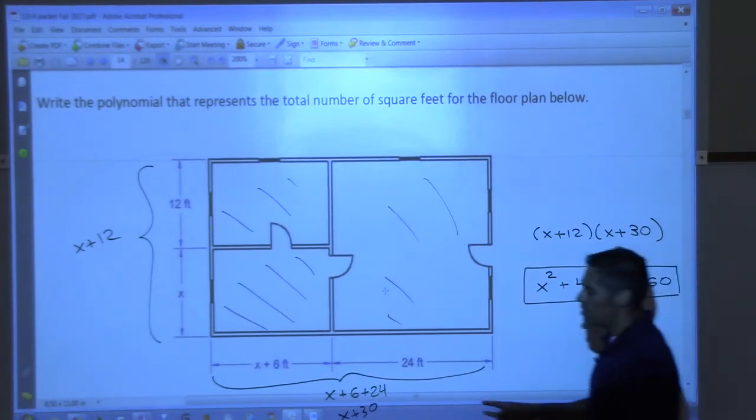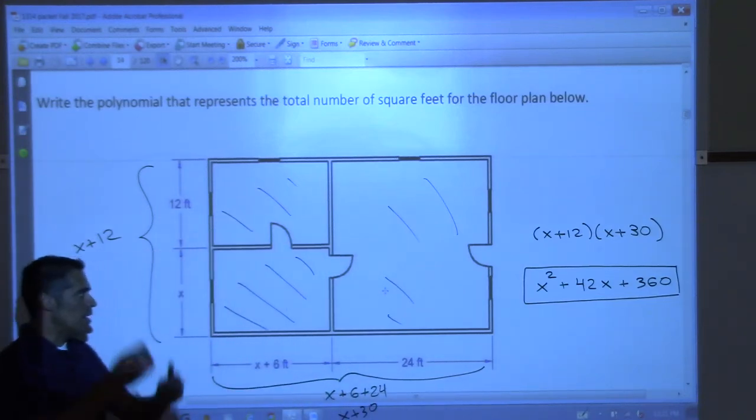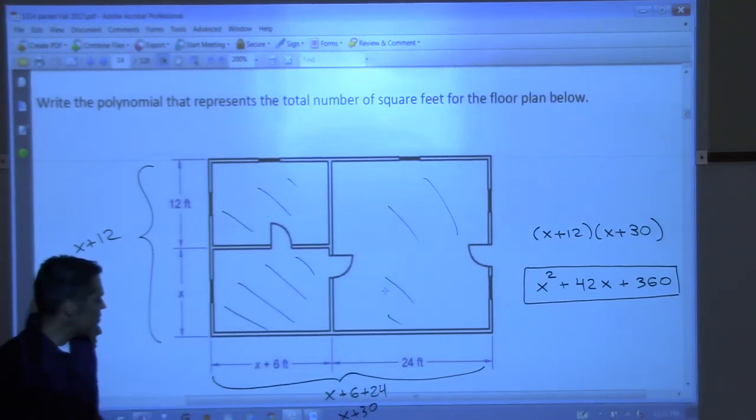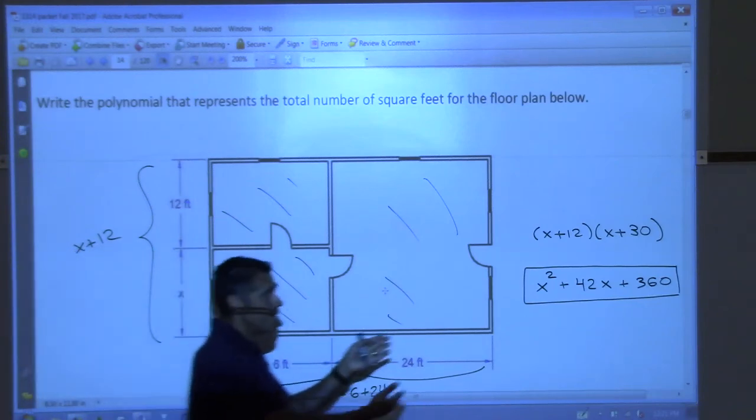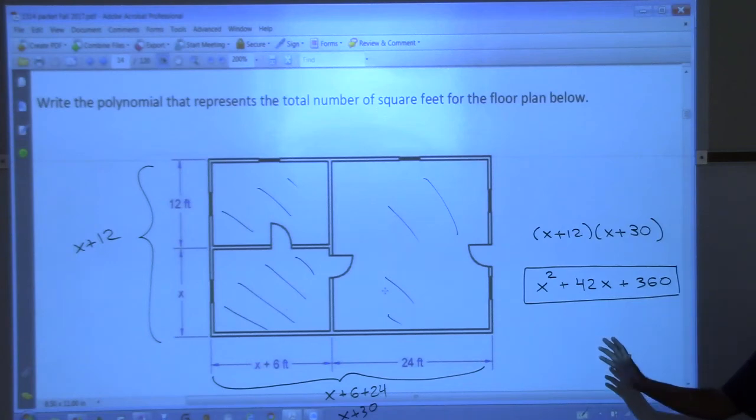See, if no one ever tells us what x is, there's no way we can actually give an actual answer, like 500 square feet. We can't give an actual answer because we don't know what x is. So our answer should have x in it. Any questions on this? Y'all all right? You sure?